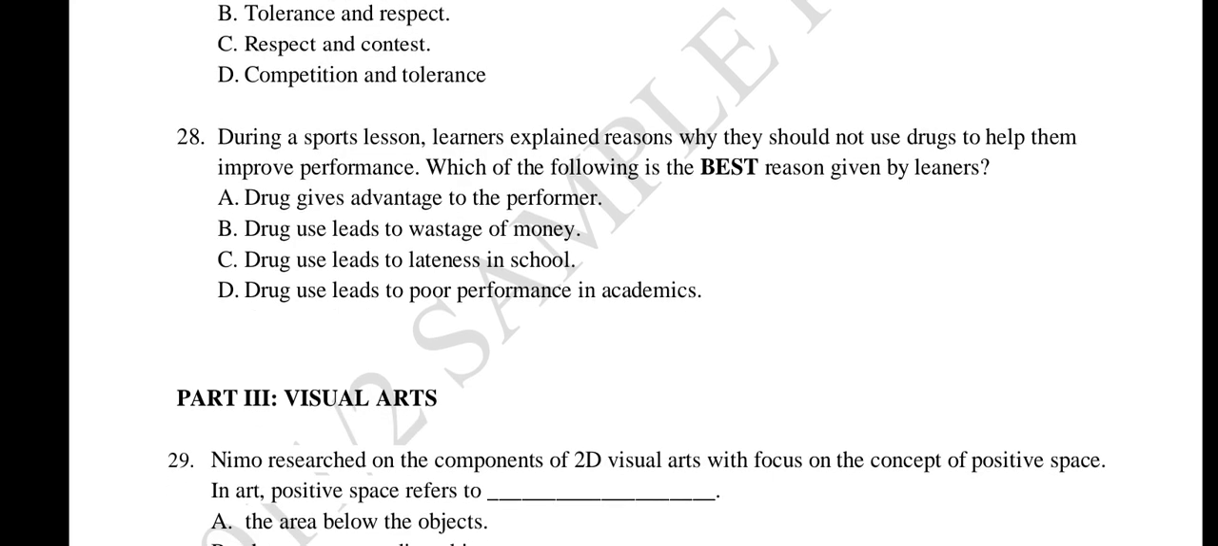Then during a sports lesson, learners explain the reasons why they should not use drugs to help them improve their performance. Which one of the following is the best reason given by the learners? Drug gives advantage to the performer. Drug leads to wastage of money. Drug use leads to lateness in school. Drug leads to poor performance in academics. Some drugs can boost the performance of the performer, and it's illegal. But when we come to school-wise, it can also lead to poor performance in academics, which is D.